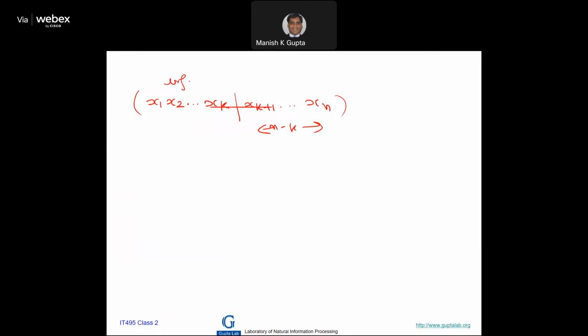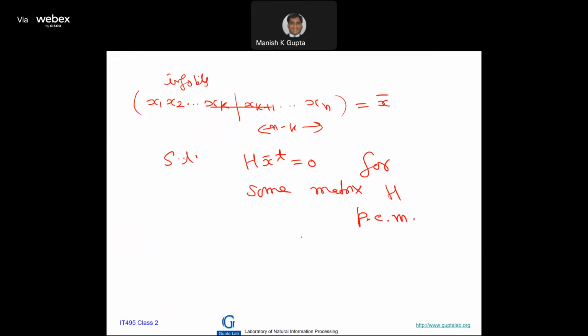These are the info bits, the initial k bits. I am adding extra n minus k bits such that Hx transpose is equal to 0, where x is our vector, for some matrix H. This matrix is then called the parity check matrix. So what is the definition? K bits are there, and this is another way of encoding.